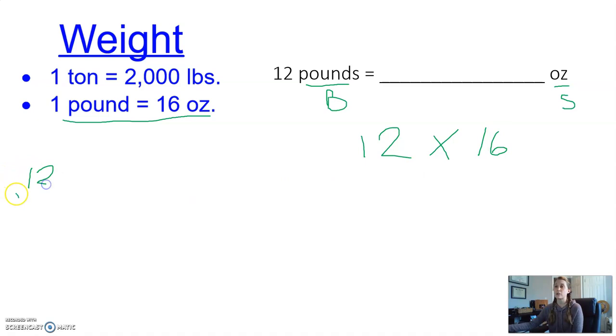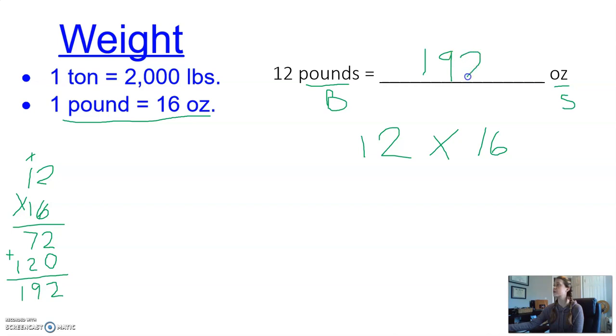All right, so we've got 12 times 16. Here we go. 6 times 2 is 12, carry the 1. 6 times 1 is 6, plus 1 is 7. Then we say 0 and cross out. Keep going. 1 times 2 is 2, 1 times 1 is 1. Then we add them up. We're on fire! 2 plus 0 is 2, 7 plus 2 is 9, 1 plus nothing is 1. So we got an answer of 192. Therefore, we know that there are 192 ounces in 12 pounds.